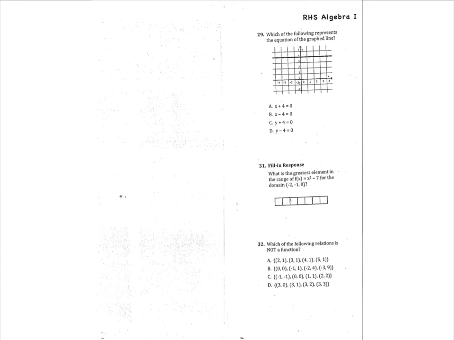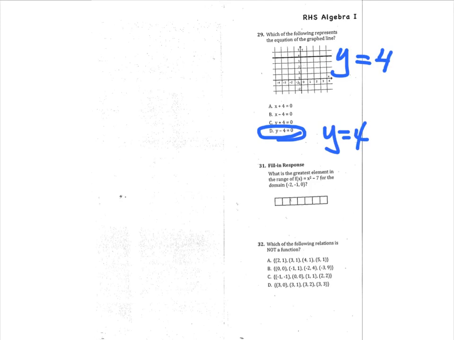Okay, number 29 is a horizontal line that goes through the y-axis at y equals 4. And what we would know is that this has an equation of y equals 4. The only choice that would match that is choice D, y minus 4 equals 0, because if I solve for y there, I do end up with y equals 4.